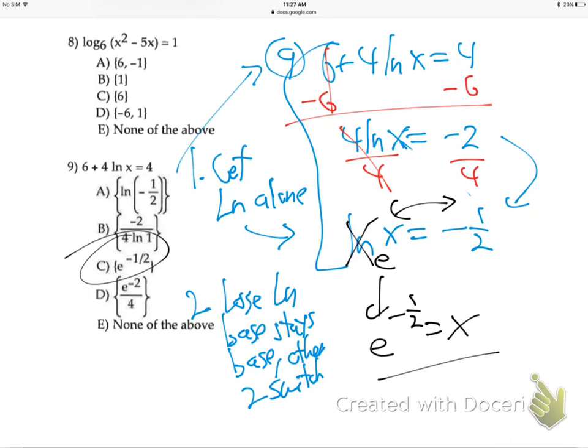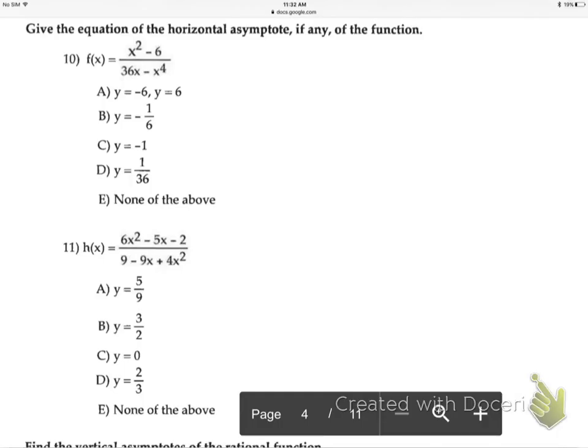Good? Questions? So first had to get that log alone, right? That's the trick on that one. All right, I'm going to move on. 11 are super easy if you have the right game plan. Let me give that to you.